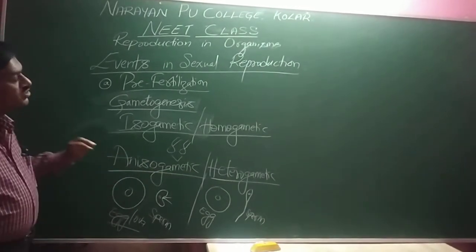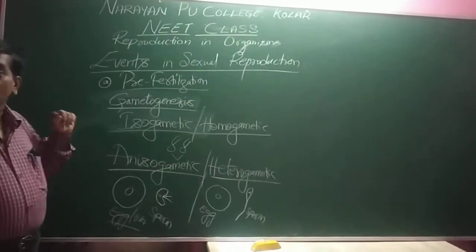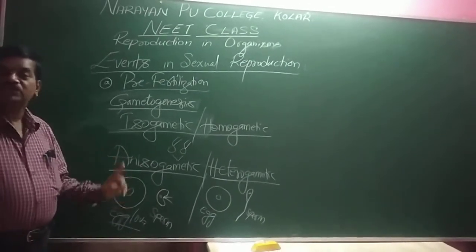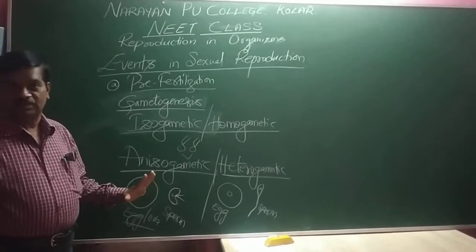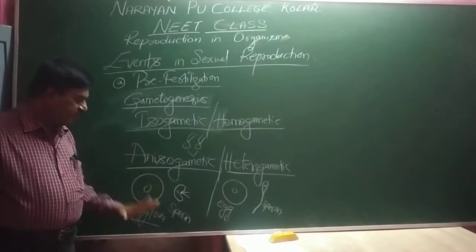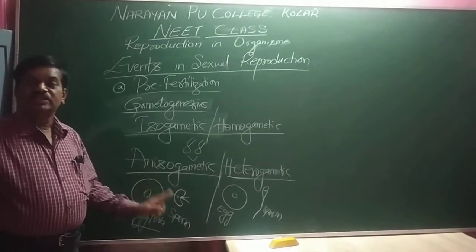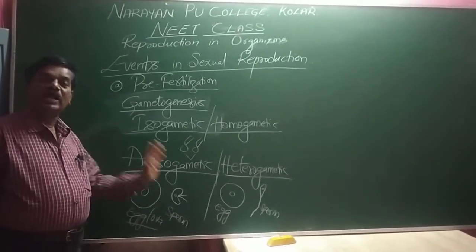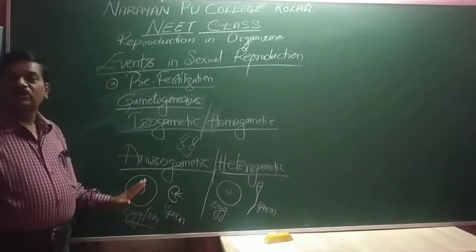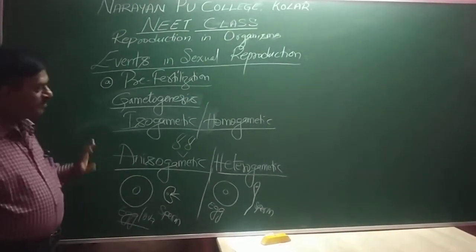In this, we use the word oogamy. In oogamy, the female gamete is bigger and non-motile. I am repeating it: in oogamy, the female gamete is bigger and non-motile. The male gamete is smaller and motile. These gametes fuse to form a zygote, and this is called oogamy.